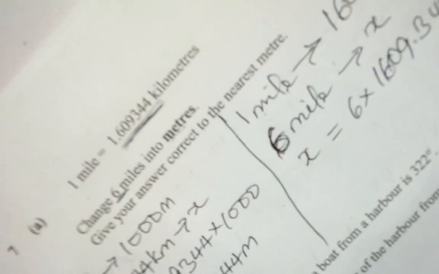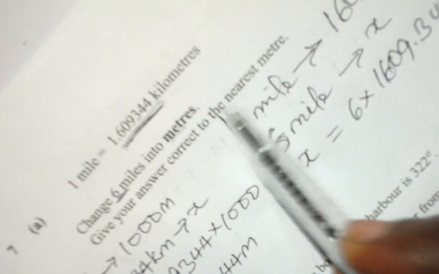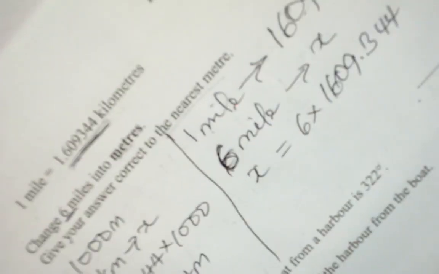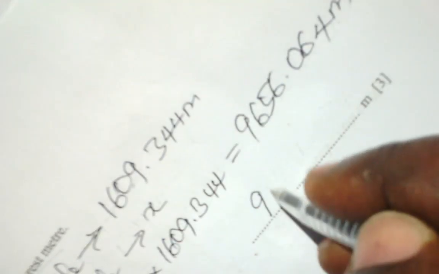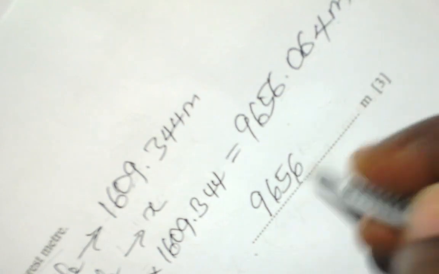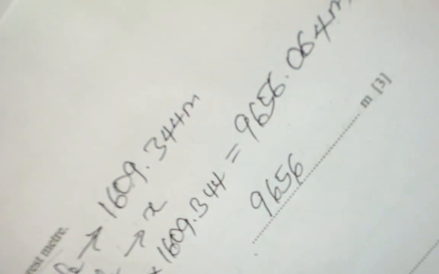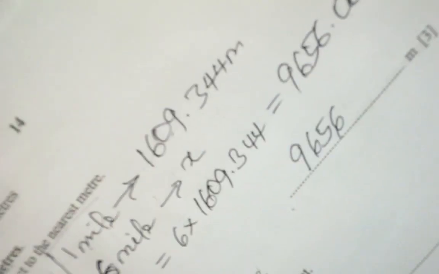9,656.064 in meters. But what does the question say? It says give your answer correct to the nearest meter. So if we round this number off to the nearest meter, of course the decimal part will be gone. So to the nearest meter we'll have 9,656 meters as the answer there. Okay, that is the first question done.